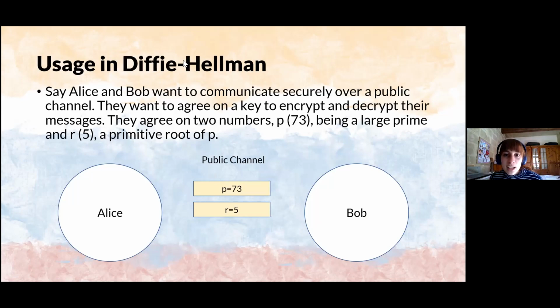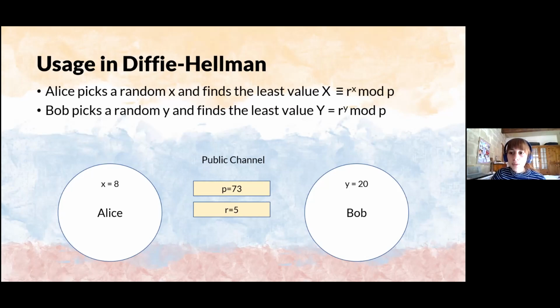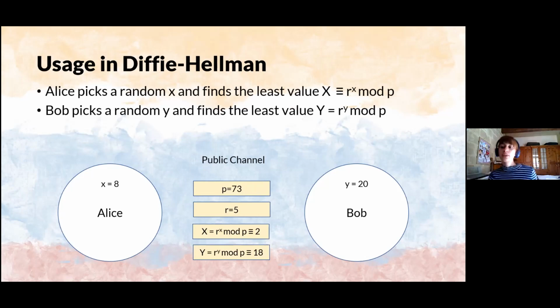So this is an example. Obviously, not large primes, but bear with me. You agree on two numbers, one of them prime, 73, and one of them a primitive root. Alice and Bob both pick secret random numbers that are less than p minus 1. They basically calculate one end through the one-way function, so they calculate 5 to the 8 mod 73. And these are public things. Everyone knows them.